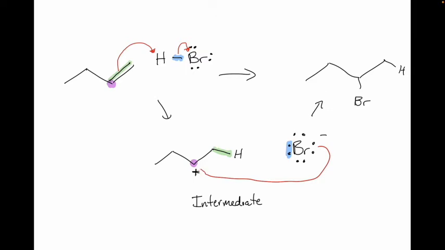So if we finish off this mechanism, this bromide ion will attack that positively charged carbon. That finishes off my reaction mechanism. But this explains why the bromine will go on the more highly substituted carbon.